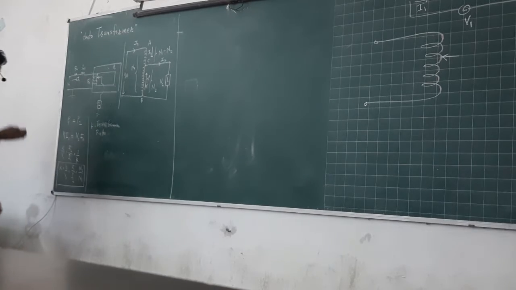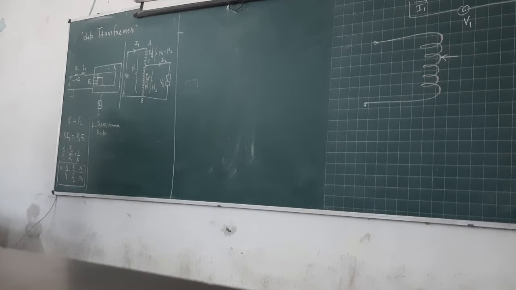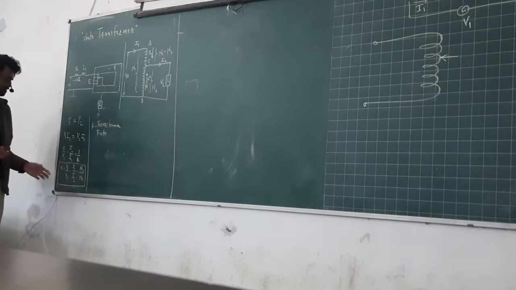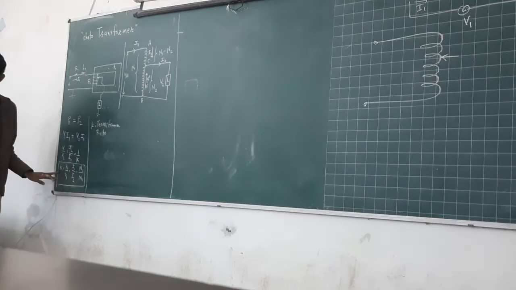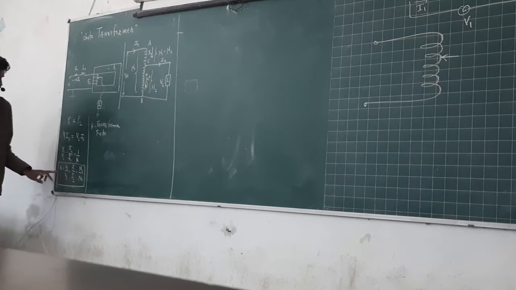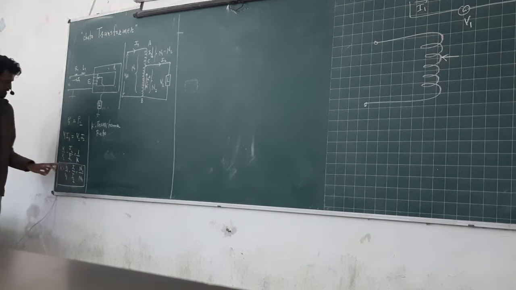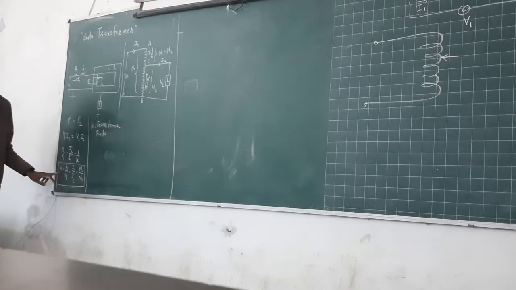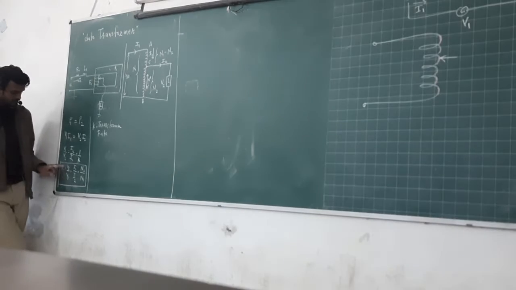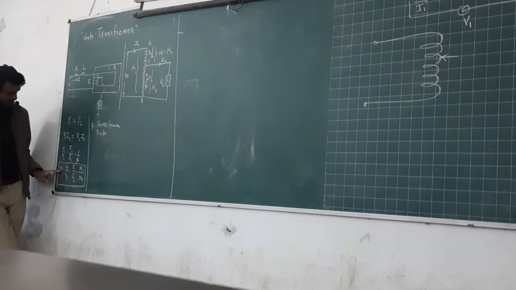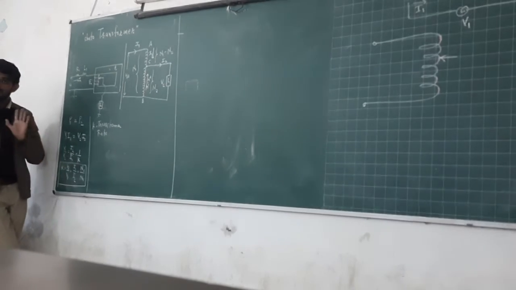If the transformer ratio is 1, it will not increase the voltage. If the transformer ratio is 2, that means V2 will be 2 times higher than V1. If the transformer ratio is 10, then V2 will be 10 times higher than V1. Simultaneously, current I1 will be 10 times bigger than I2, because it is inversely proportional. If I put 10 here and equate it with V2 by V1, what will happen? 10 V1 is equal to V2. So V2 will be high.